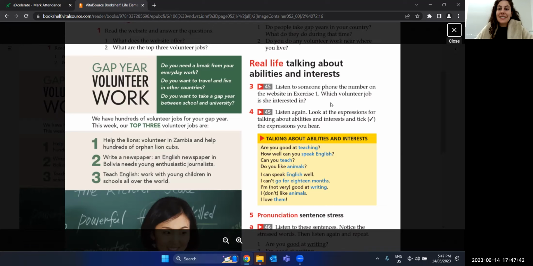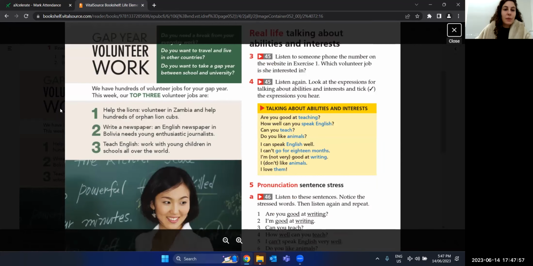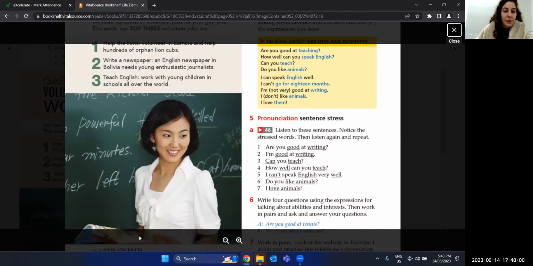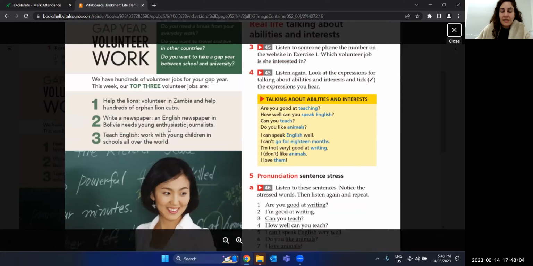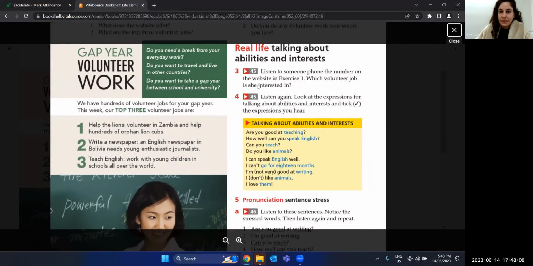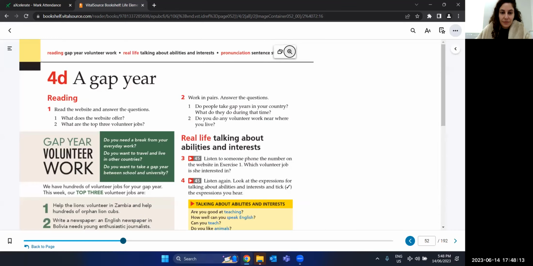Okay, let's listen to someone phone the number on the website and ask which volunteer job she is interested in. So we're going to listen to a conversation. Somebody is looking at this website. Remember, we imagine this is a website, and they're going to call the number and get more information about one of these volunteer jobs. Let's see which one she is interested in, or he.